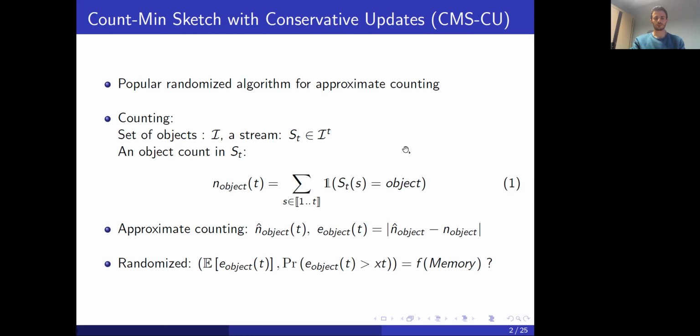Approximate counting wants just to estimate this cardinality at the expense of using smaller memory. The problem with approximate counting is that we have an error. Randomized means that the error is a random variable. Thus, we will be interested in the expectation and the CCDF, the complementary cumulative distribution function, of the error as a function of the memory.